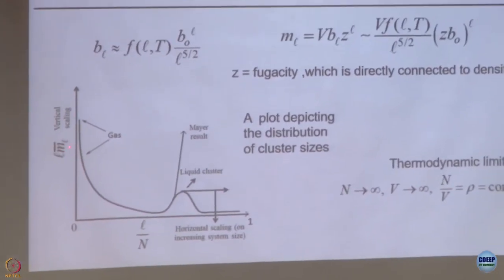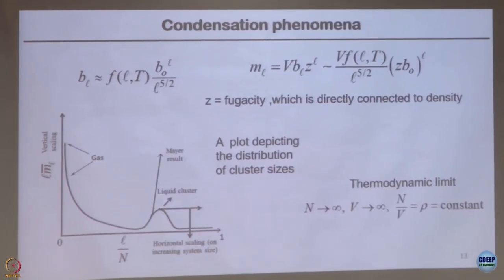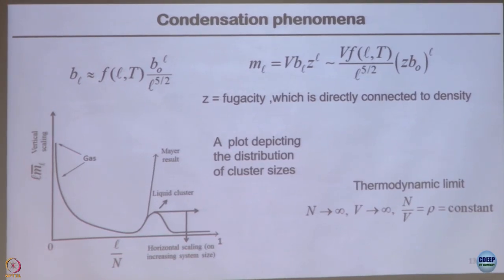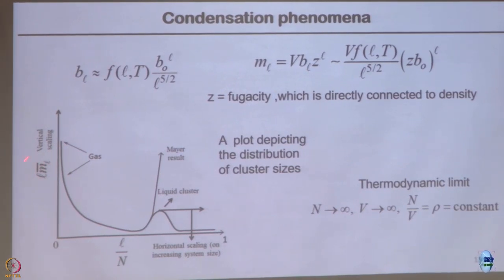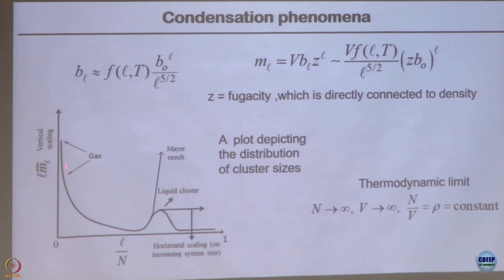Again, I repeat, ML is the number of clusters of size L, and L times ML is the number of particles in those clusters. When L is small, like 1, so L by N is very small, that is the gas, the small clusters. When L is close to N, that means a gigantic macroscopic cluster, and this is close to 1, maybe 0.8 or so.